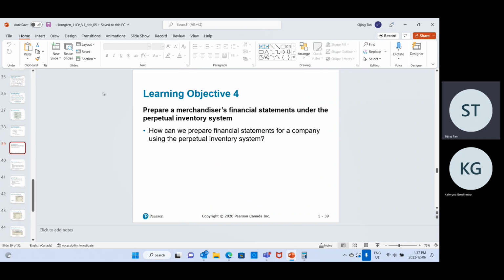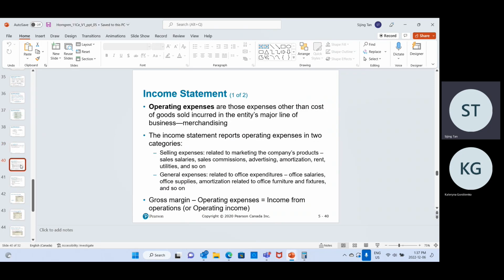Now, next, how are we going to prepare financial statements for a business using the perpetual inventory system? We're going to talk about 3 different financial statements: the income statement, owner's equity statement, and balance sheet. The income statement for a merchandising company shows a classification of income statement accounts in the order of net sales, cost of goods sold, gross margin, operating expenses, and income from operations, right? And after income from operations, we list other revenue and expenses.